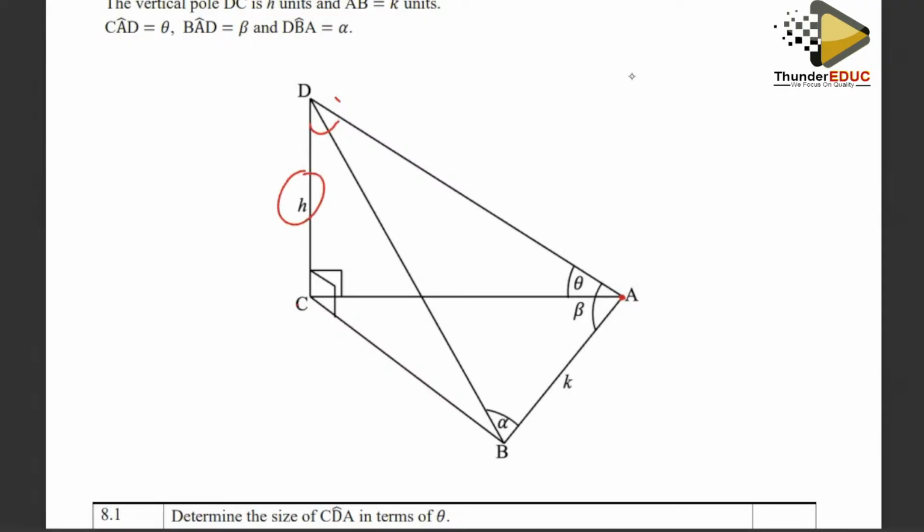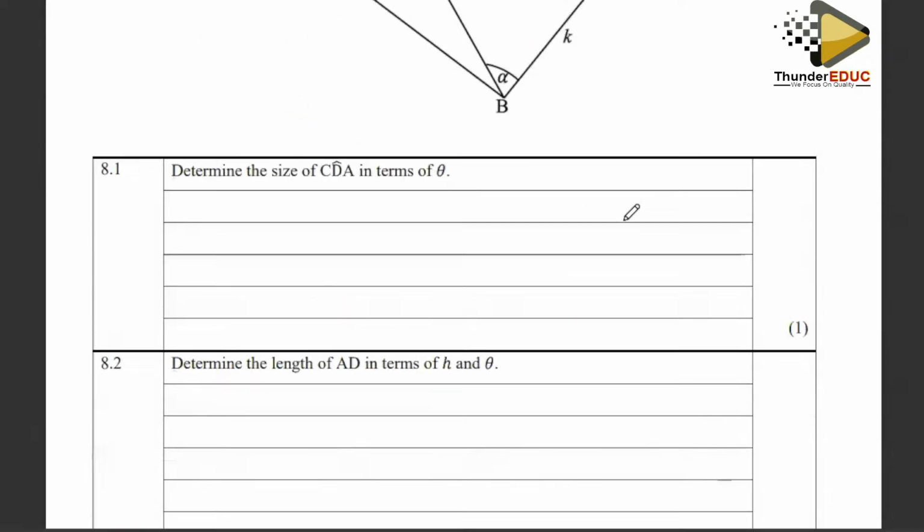So we know this side as the opposite, and then this side as the hypotenuse. Determine the size of CDA, but we don't need to do that. They only want the size of this angle. So if that's a 90, this is a theta, meaning that this angle should be 90 minus theta. That's why it's a 1 mark.